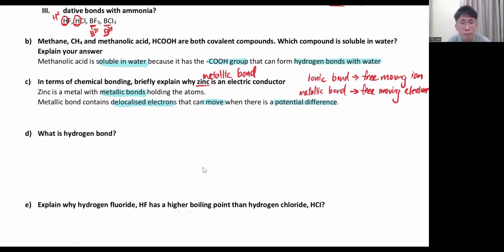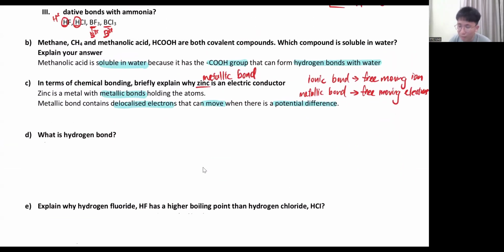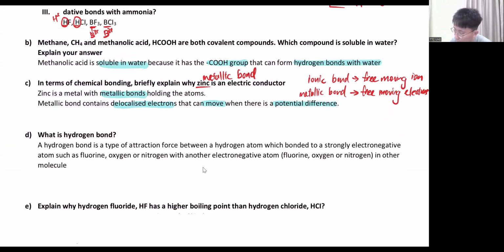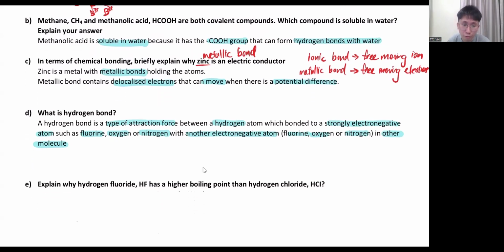Okay, and what is hydrogen bond, guys? Definition of hydrogen bond. It is a type of attraction force where a hydrogen bonded to a strongly electronegative atom, such as NOF, the fluorine, oxygen, nitrogen, then attracts another electronegative atom, which is fluorine, oxygen, or nitrogen, in another molecule. So this will be the full definition for hydrogen bond. You must have an H covalently bonded with NOF first, then only it can form a hydrogen bond with NOF from another molecule.